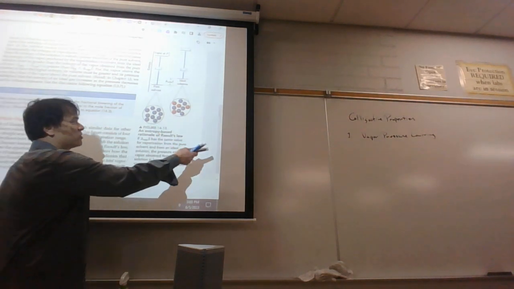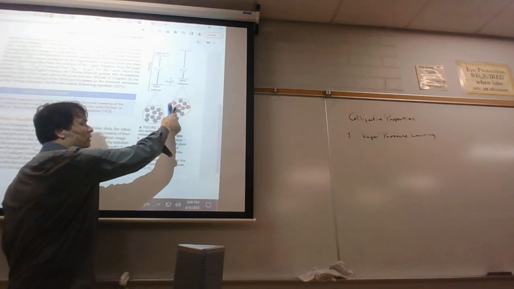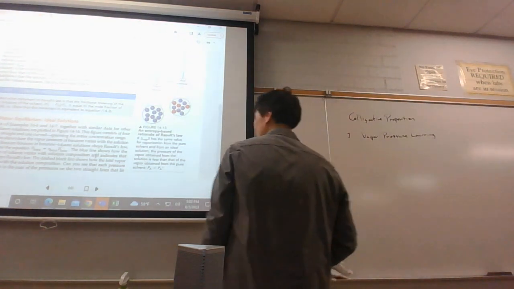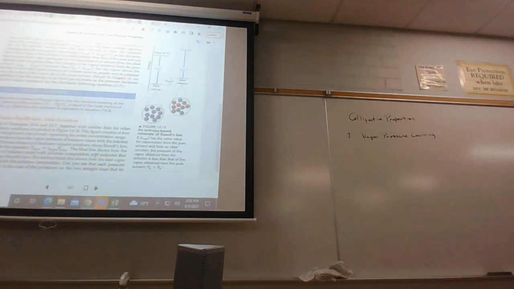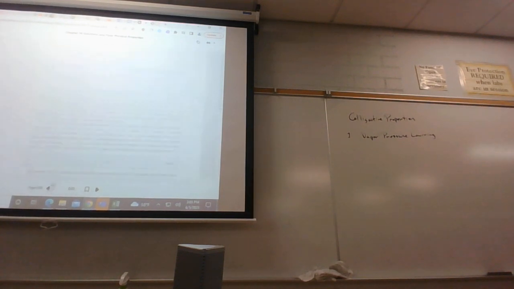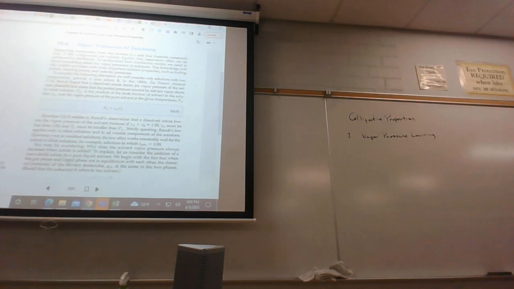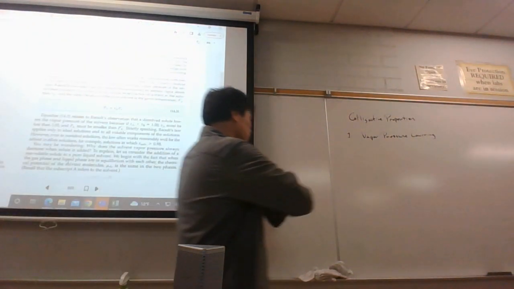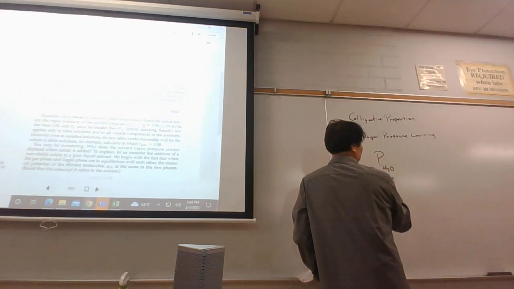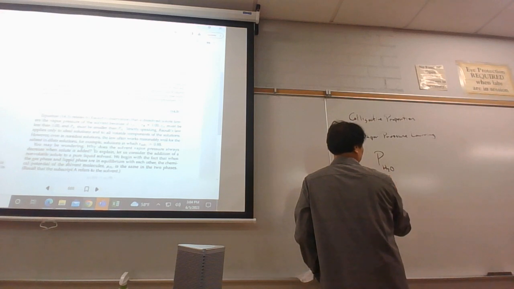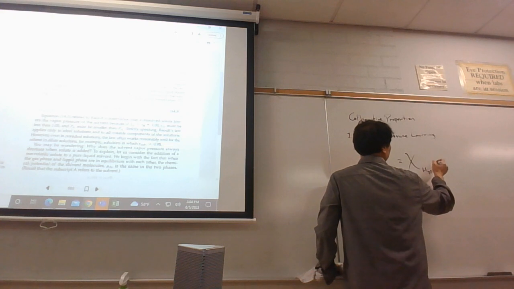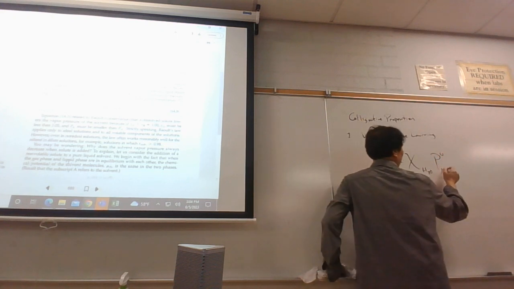And so this is called vapor pressure lowering. When we have a solution, the vapor pressure is going to be lowered. And the vapor pressure is going to be lowered by something called Raoult's law. This is it. So this is kind of weird. Let's say the vapor pressure of water in a solution is equal to the mole fraction of water times the vapor pressure of pure water.